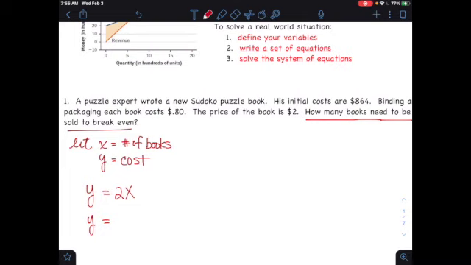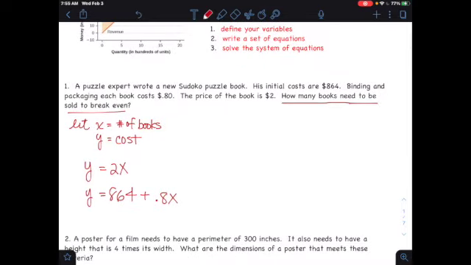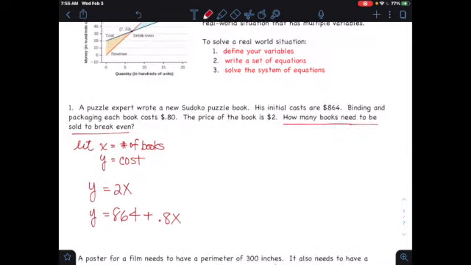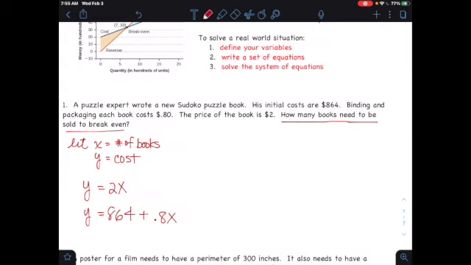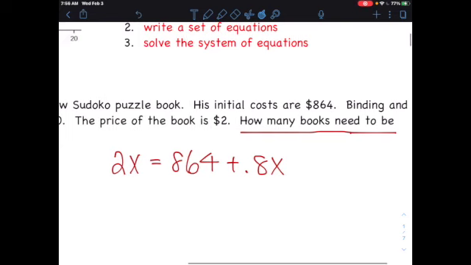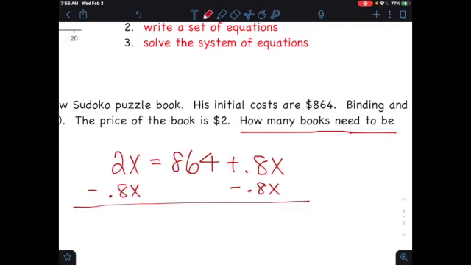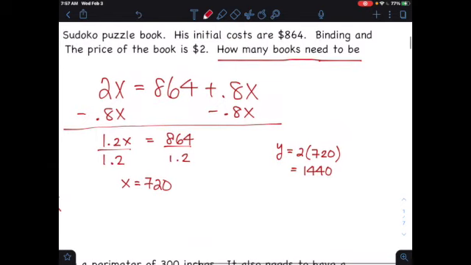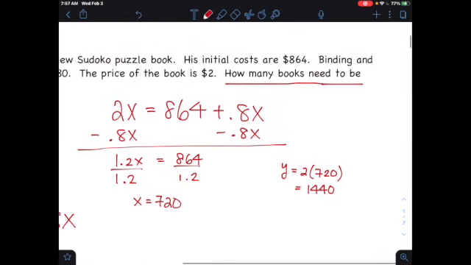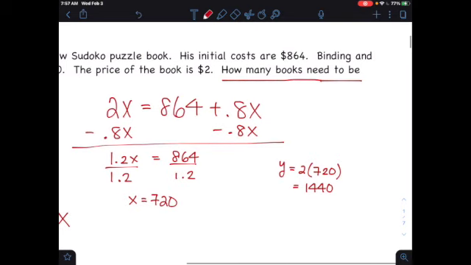The expenses are the setup amount, which is $864, plus every book is 80 cents. Breaking even is when those two things are the same, so we set them equal to each other. Since y equals something, you can use substitution: 2x equals 864 plus 0.8x. Then you just solve it. You subtract 0.8x on both sides. I'm going to pause the video. Go ahead and solve the equation. I solved the system: x equals 720 and y equals 1440.